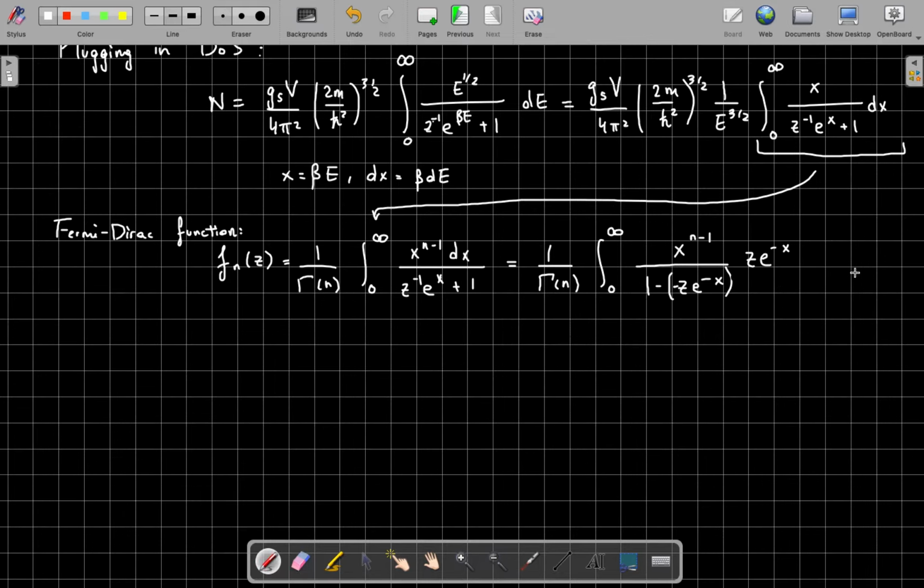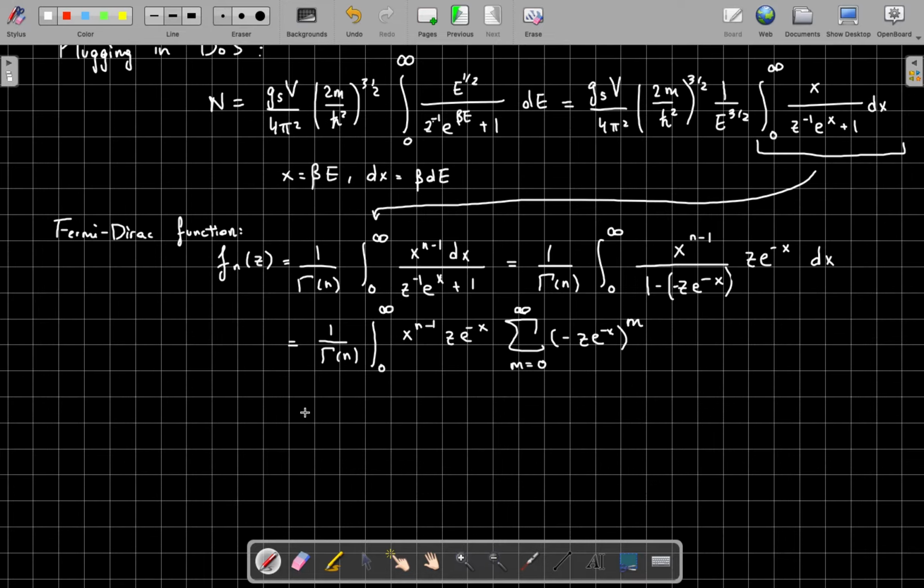Okay, and the reason I do this is because now this 1 over 1 minus z e to the minus x is expressible as the result of an infinite geometric sum. So integral from 0 to infinity of x to the n minus 1 z e to the minus x, sum from 0 to infinity of minus z e to the minus x, right? This to the power of m. Yes, okay.